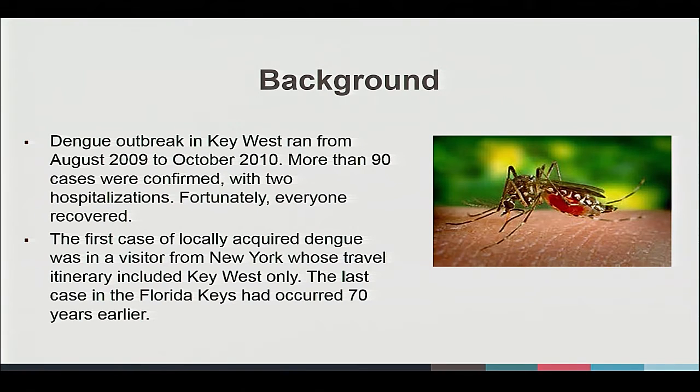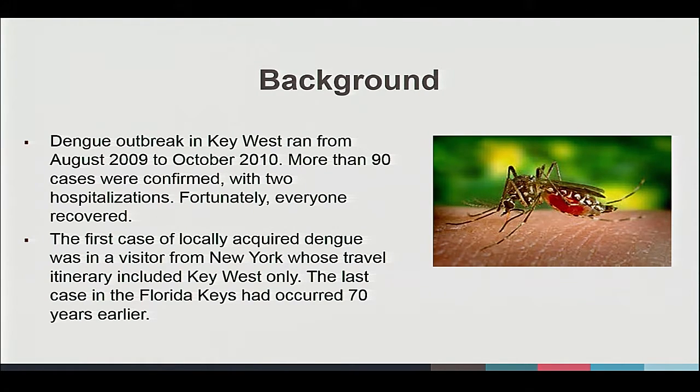Two of those required hospitalizations. Fortunately, everyone recovered. The first case was reported by a very sharp infectious disease doctor in upstate New York, whose client had absolutely no other way of having dengue other than from Key West. And so there it was.